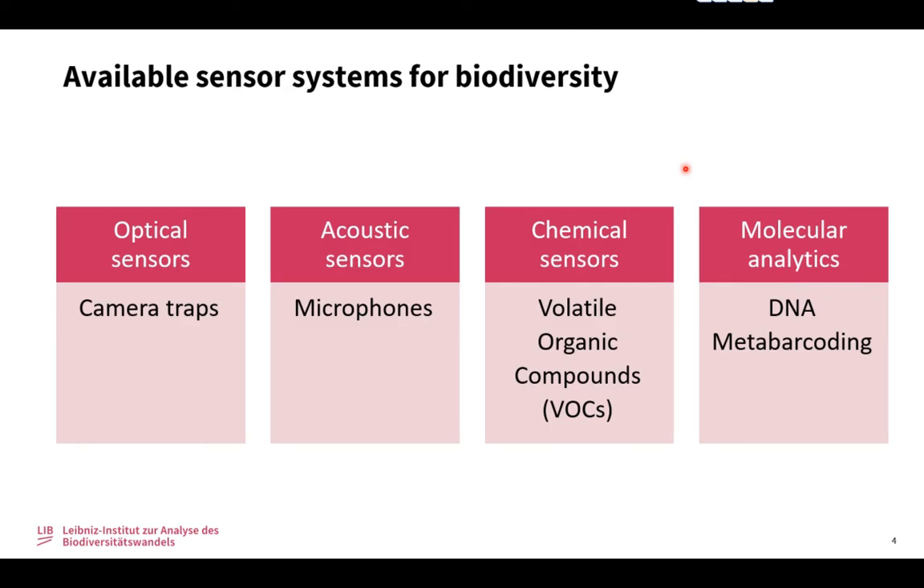You can use basically 4 different sensors to assess agrobiodiversity. One of them being optical sensors such as camera traps, but also acoustic sensors using microphone arrays, chemical sensors, for example, to measure volatile organic compounds, or molecular analytics using DNA metabarcoding.